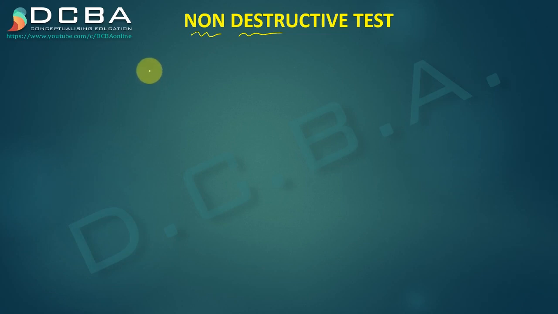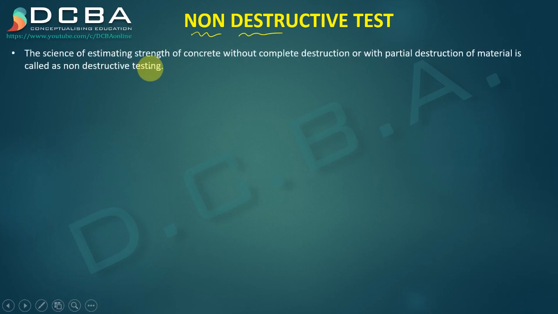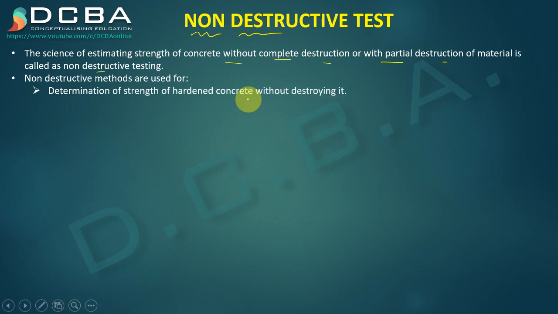But in this case, we are trying to find the strength of the concrete, or we are trying to estimate the strength of the concrete without or partially destroying it, not complete destruction of our material. So the science of estimating strength of concrete without complete destruction or with partial destruction of material is called non-destructive testing. Non-destructive testing methods are used for, so what are the various uses of that? First, determination of strength of hardened concrete without destroying it, which is a major advantage of non-destructive testing.